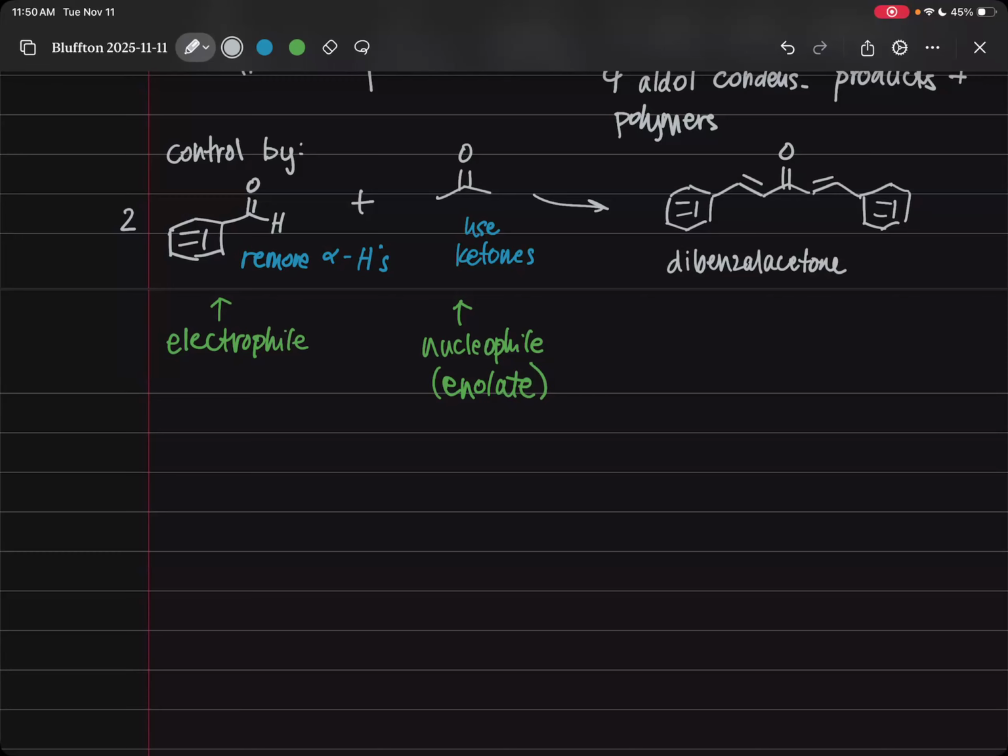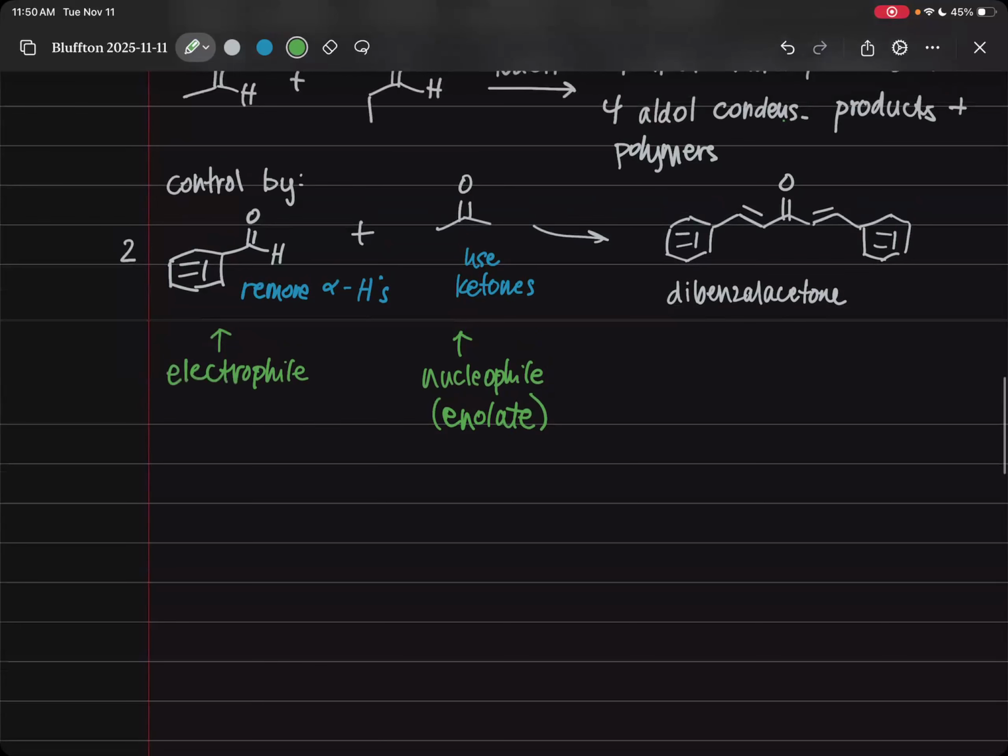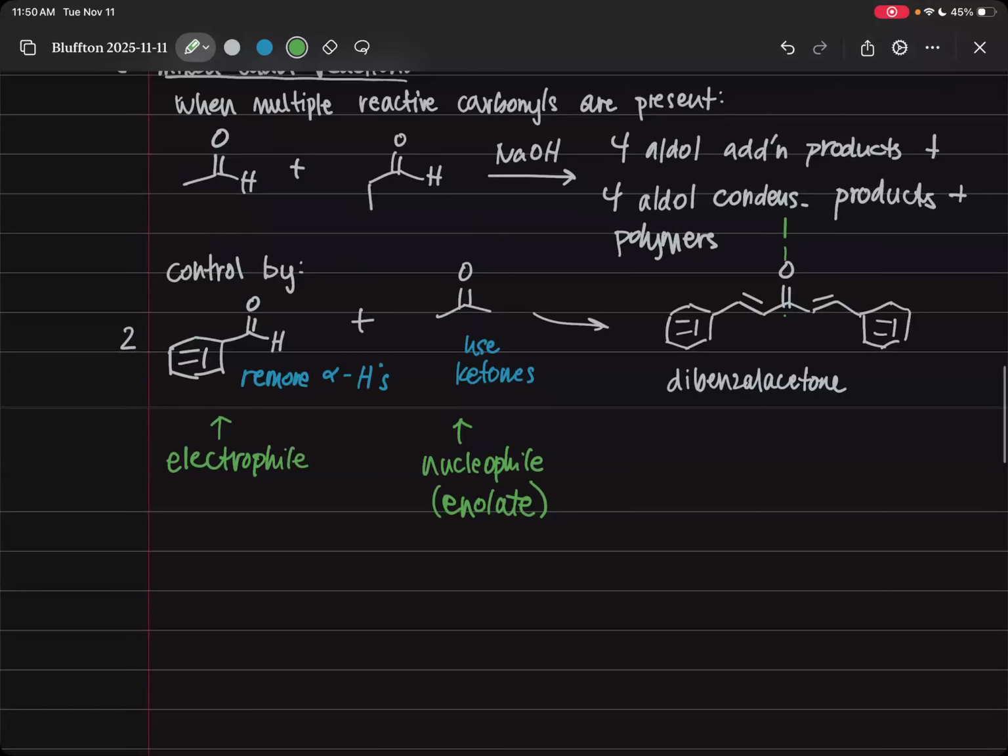What happened is we've done an aldol reaction on the left half of the molecule, an aldol addition and then an aldol condensation, right? Because ketones have to do both. So we get our alpha beta unsaturated ketone on the left side. And then that reaction just happens again. We do another aldol addition and aldol condensation. And then we get the aldol condensation product on the right-hand side.